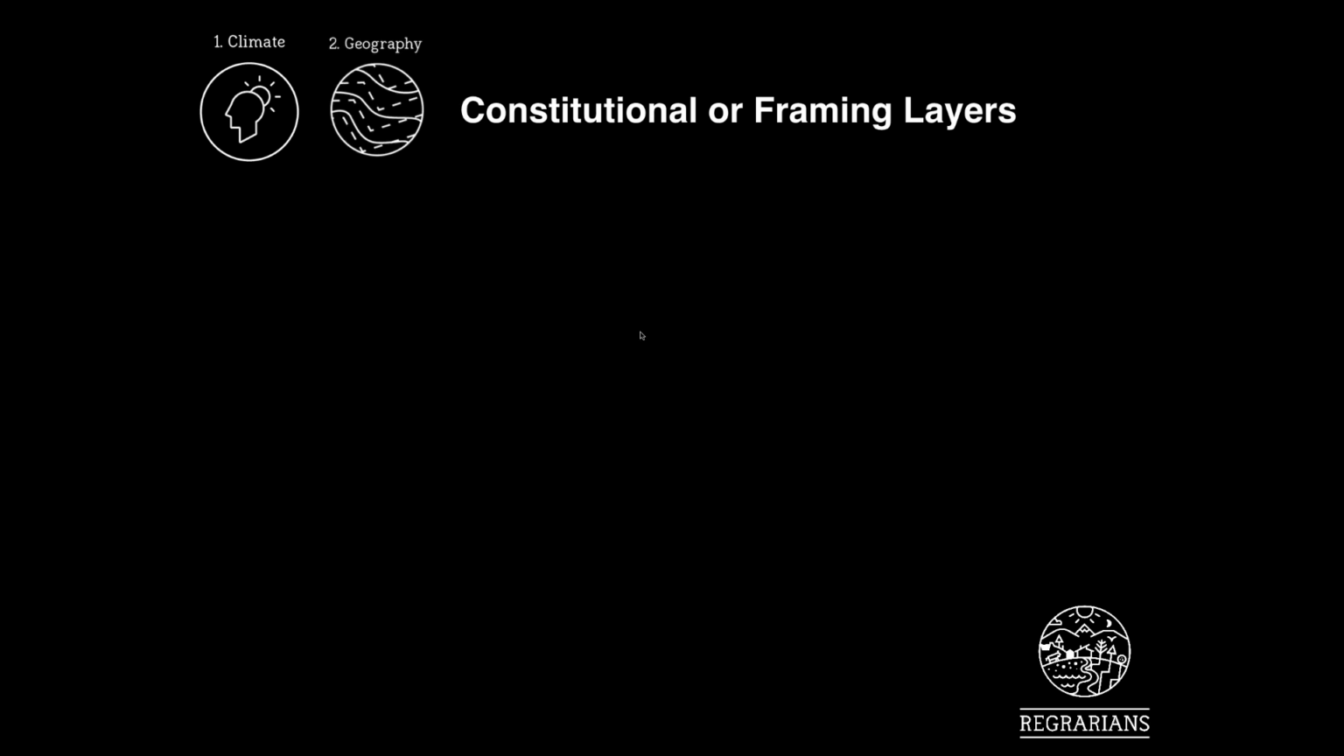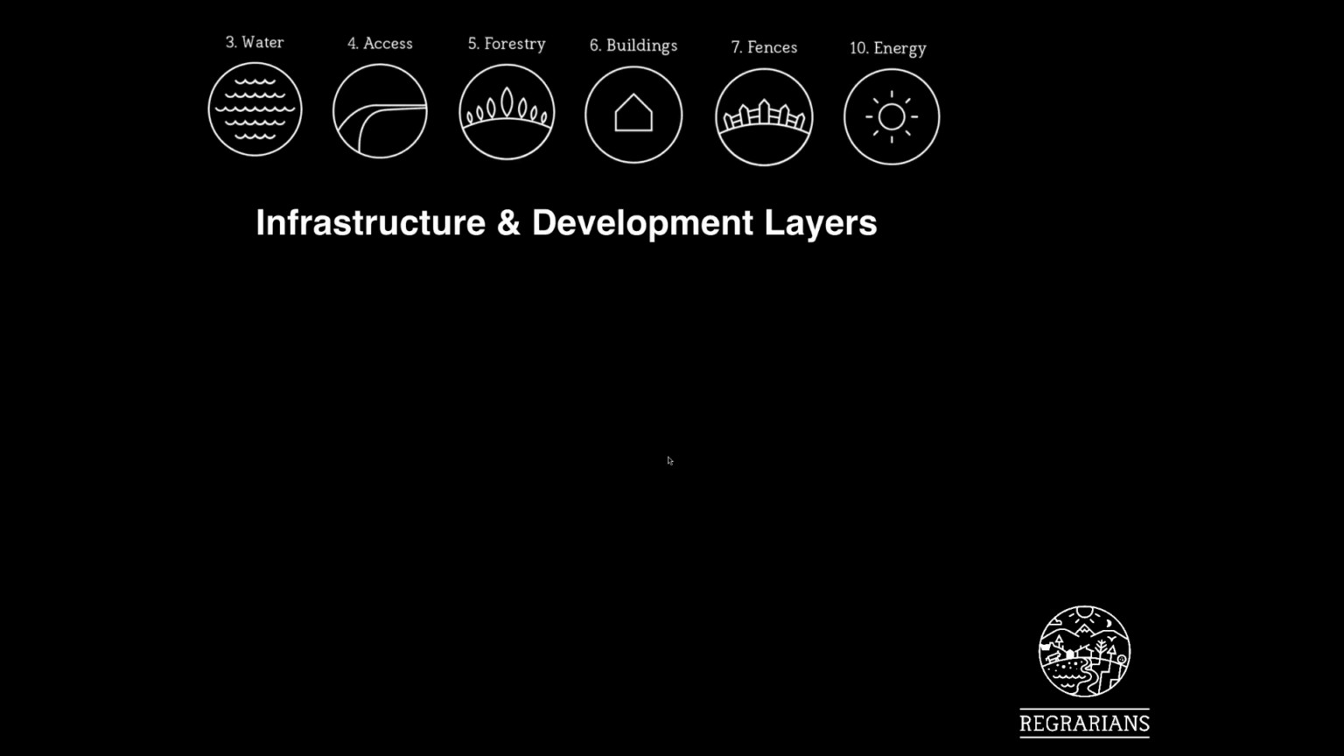And in the case of the geography, the board game, this is the template that you have to, the place that you have to leap from and work within. I've also broken down further at the infrastructure and development layers. So when we look at climate and geography, we're not really talking about infrastructural development. We're talking about a whole range of other things to consider, or considerations.